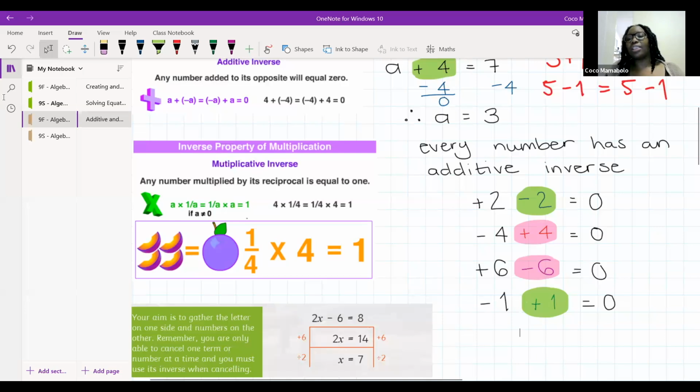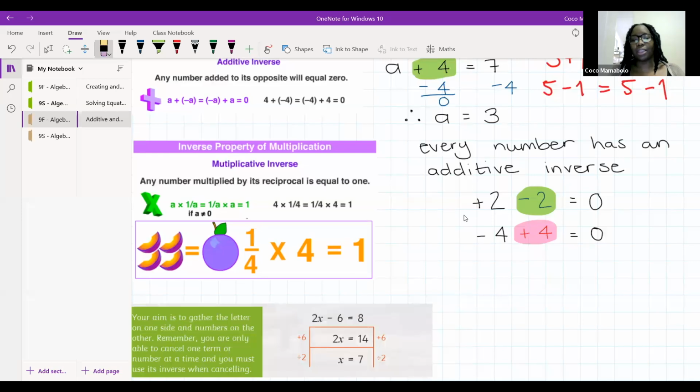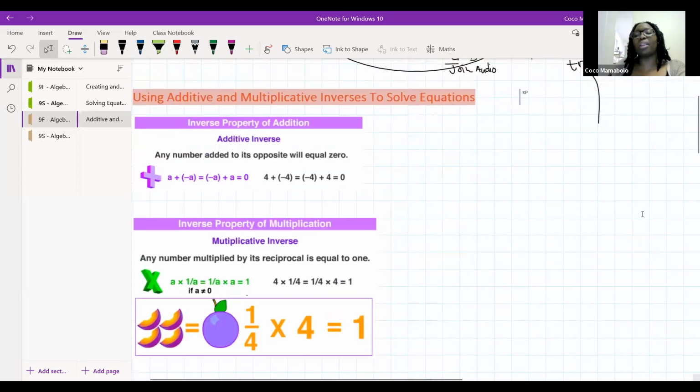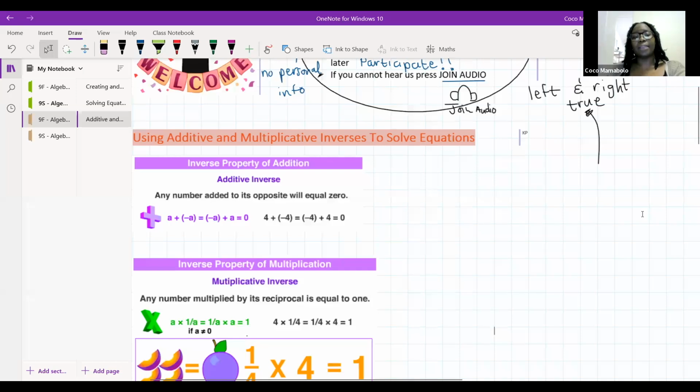All right. Now let's look at the multiplicative inverse. That word is such a mouthful. The multiplicative inverse. Okay, let's make another statement. Remember, this whole left and right must be true. Okay, we're still going to talk about that.